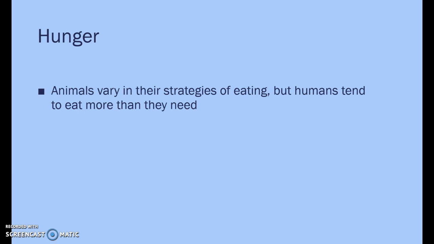In this part of the lecture, we are going to focus on hunger and how that works. We know that in animals, they vary in their strategies of eating, in their eating behaviors. Predators generally tend to have larger digestive systems. Humans are a little bit different, where we have smaller digestive systems, but we tend to eat a little more than we need.